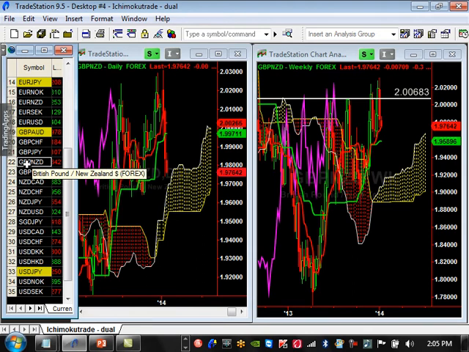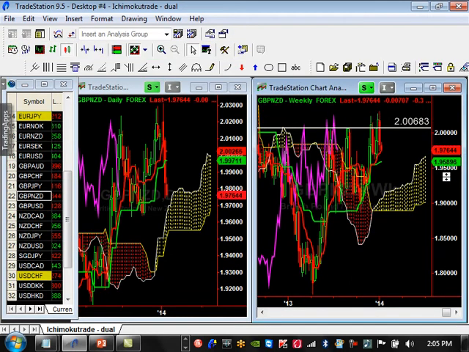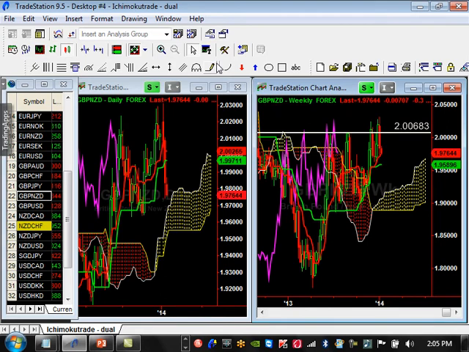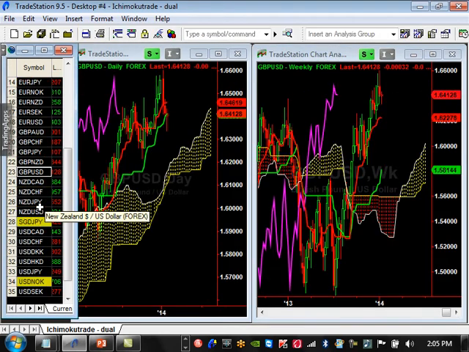Pound New Zealand really not doing anything except consolidating here between 2.0068 and roughly, let's mark this level right here, about 88.95, which is basically the big nasty consolidation pattern. There's nothing exciting there, so let's just move on.